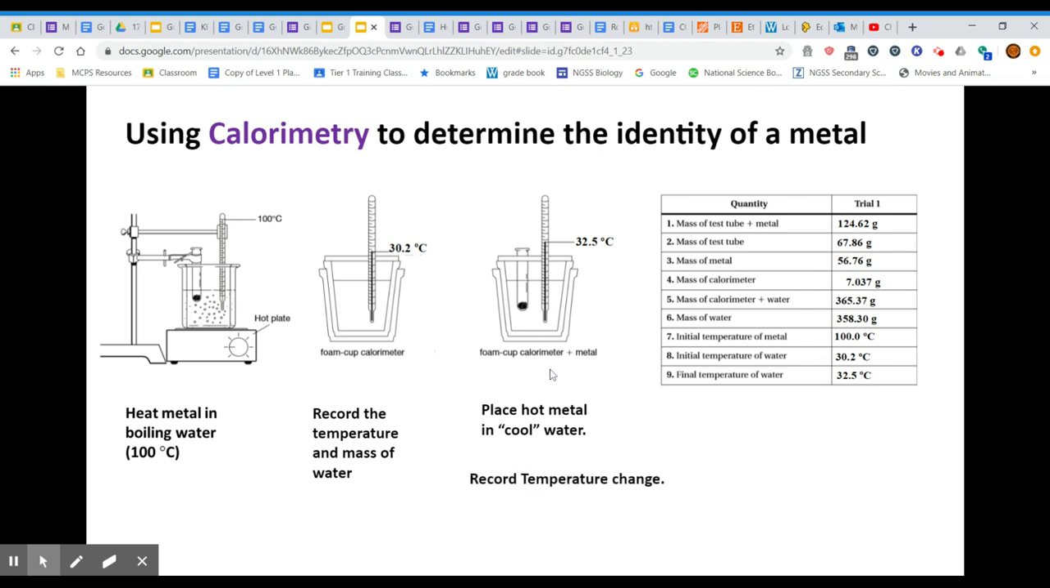So all the temperature changes have been recorded, and all the masses have been recorded: the mass of the metal, the mass of the water, the temperature of the metal before, the temperature of the water after.